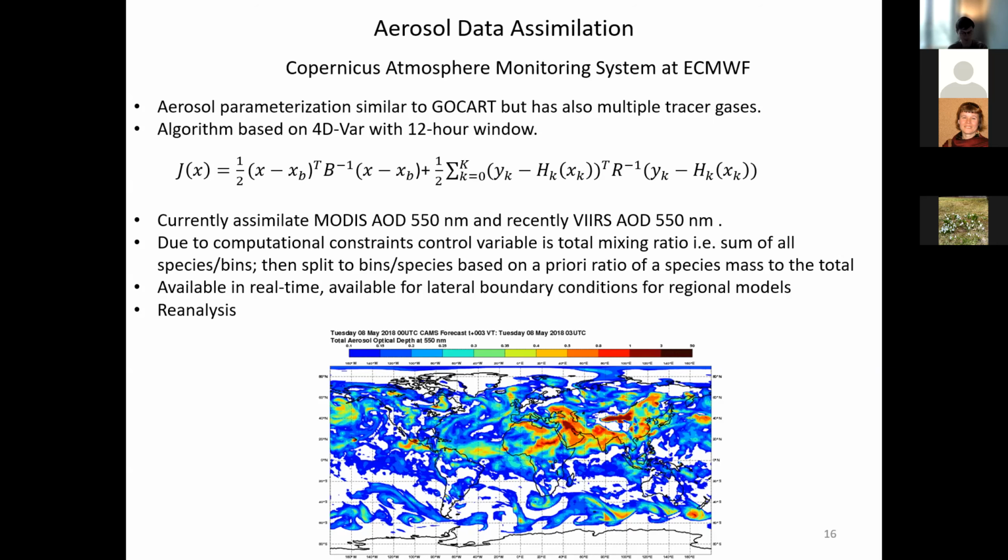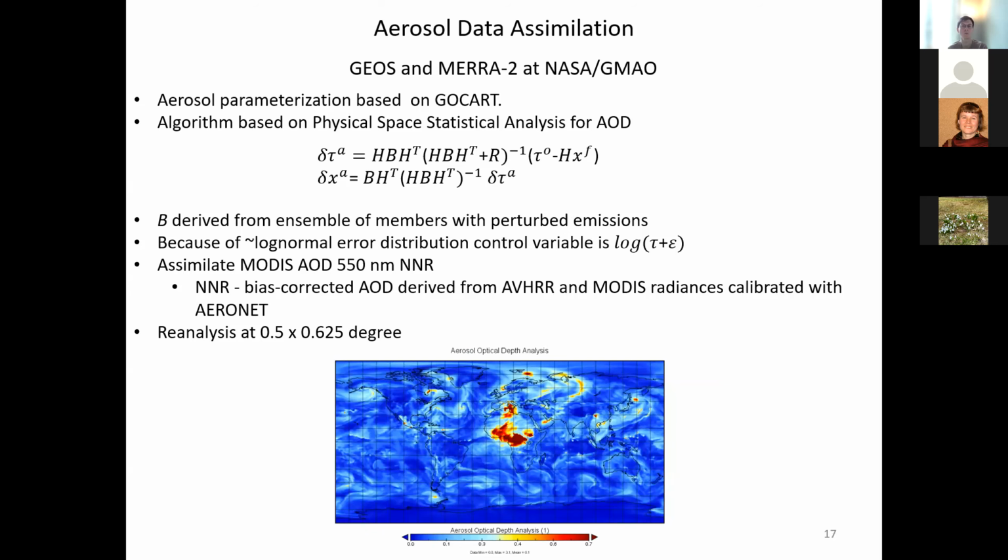The other model is on slide 17, and the model and data assimilation system is at NASA. The parameterization is this GOCART that I talked about a little bit ago, and another example is how the estimate of aerosol concentrations is obtained here. So instead of determining in the first place aerosol concentrations from this cost function, they first obtain the estimate of the AOD using this formula.